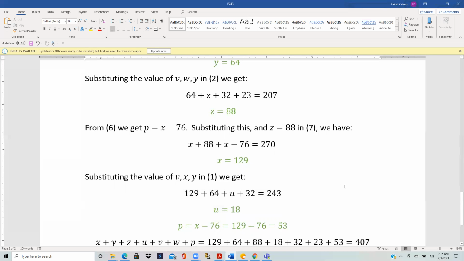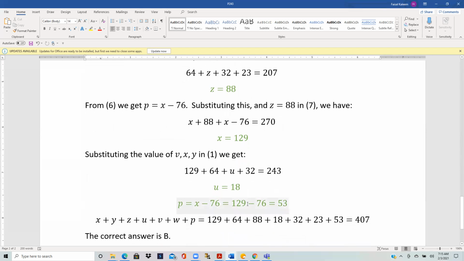And now we are only left with P. So P is X minus 76 as here. So X is 129. 129 minus 76 is 53.